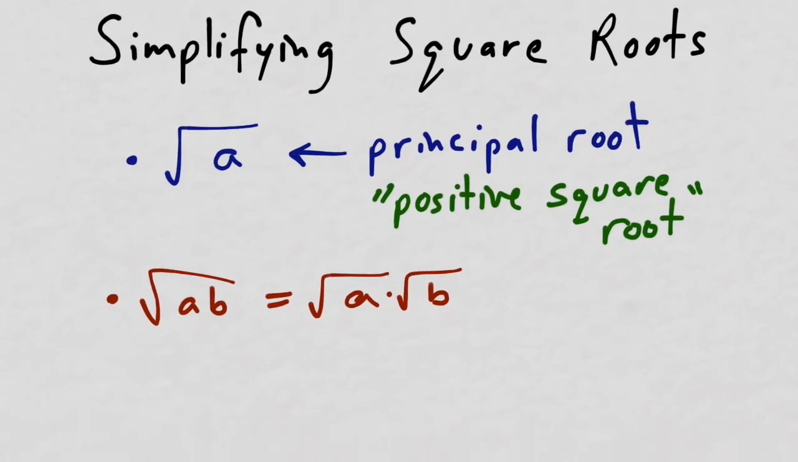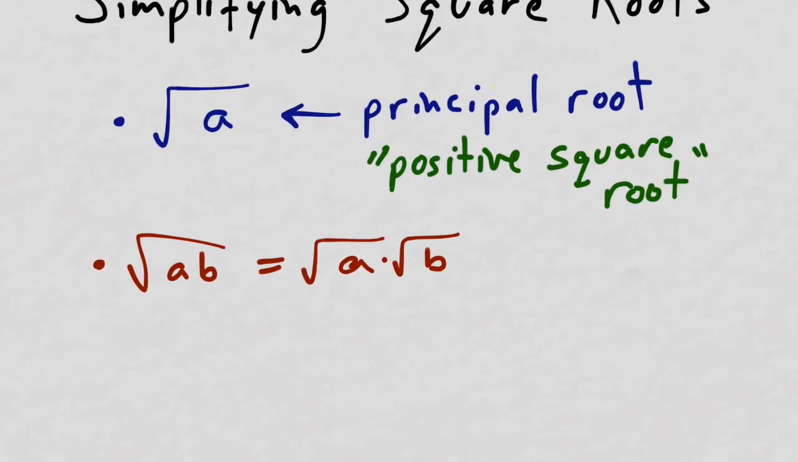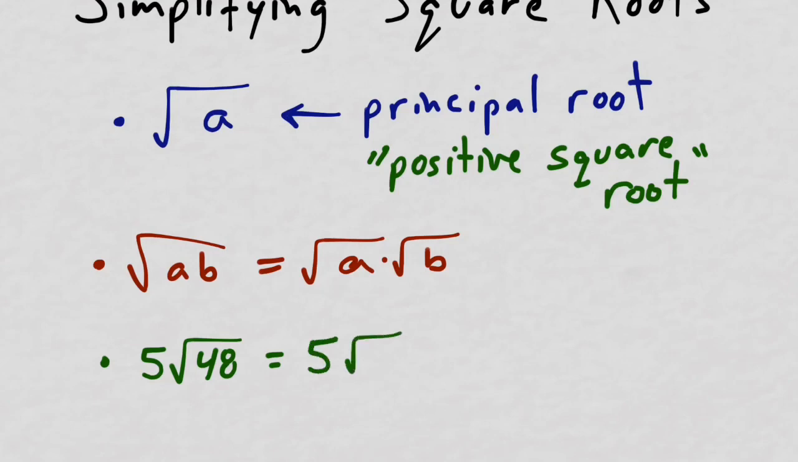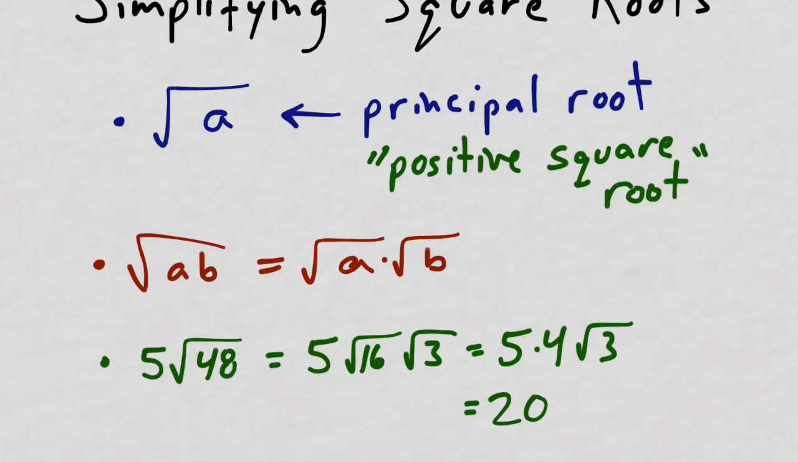And using that property, if we take something like 5 times the square root of 48, we can simplify the square root of 48 and then multiply that with the 5. So 48 is 16 times 3, so we get 5 times the square root of 16 times the square root of 3, which becomes 5 times 4 times the square root of 3, and then multiplying the 5 and the 4 gives me 20 times the square root of 3.